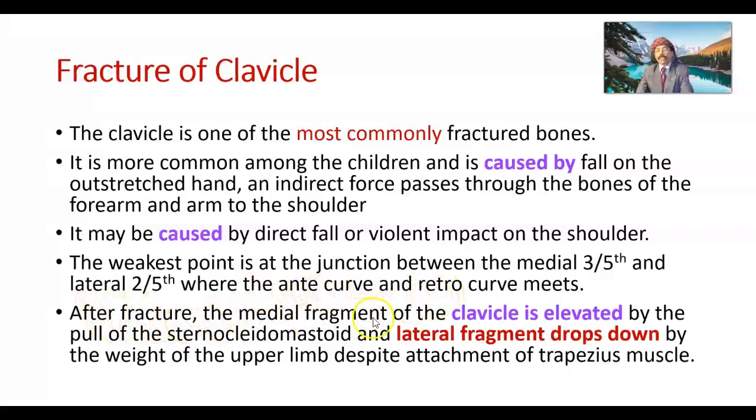After fracture, the medial fragment of the clavicle is elevated by the pull of the sternocleidomastoid muscle, and the lateral fragment drops down by the weight of the upper limb by gravity, despite attachment of the trapezius on the lateral third of the clavicle.